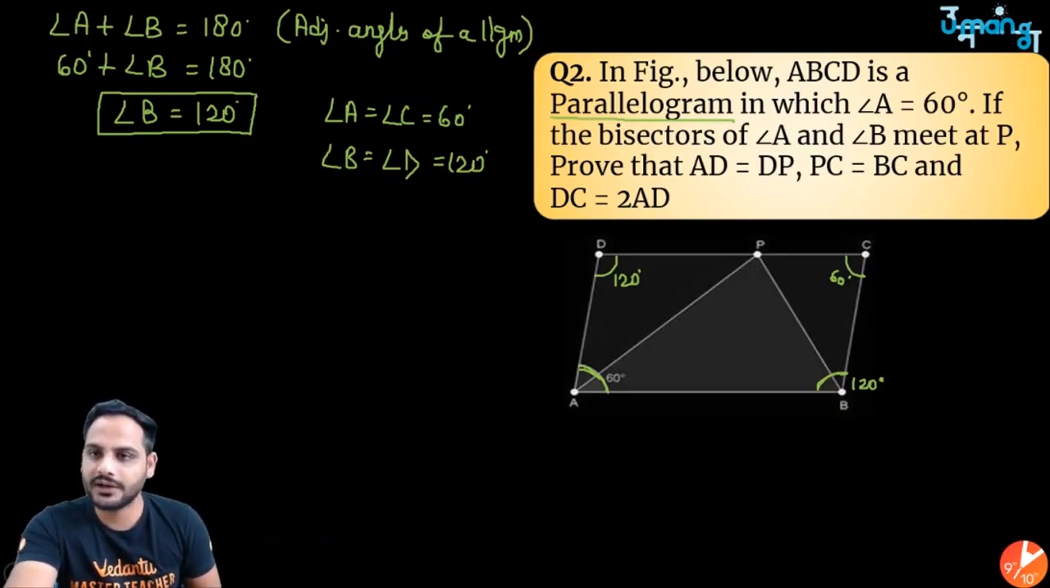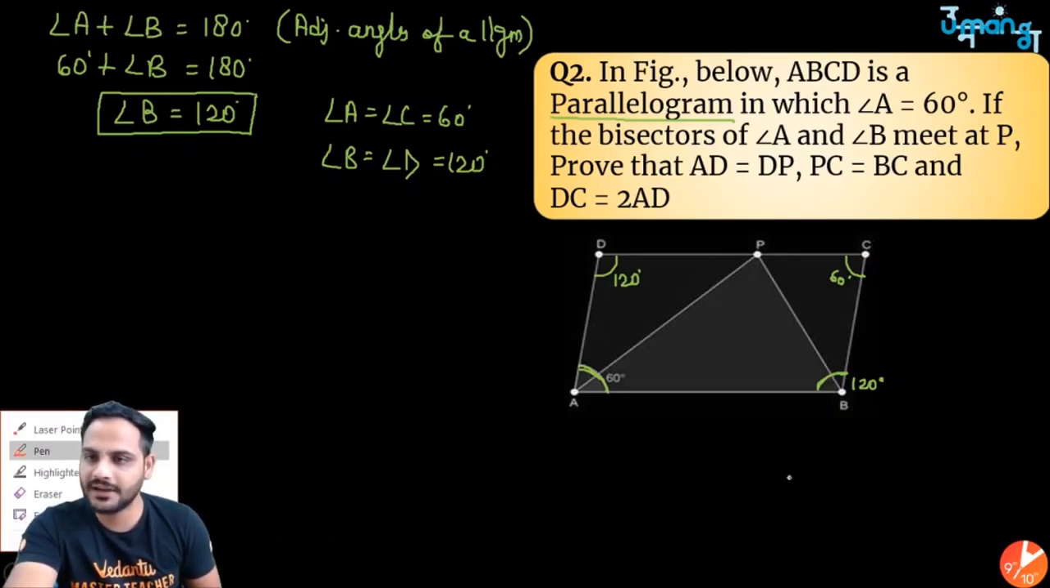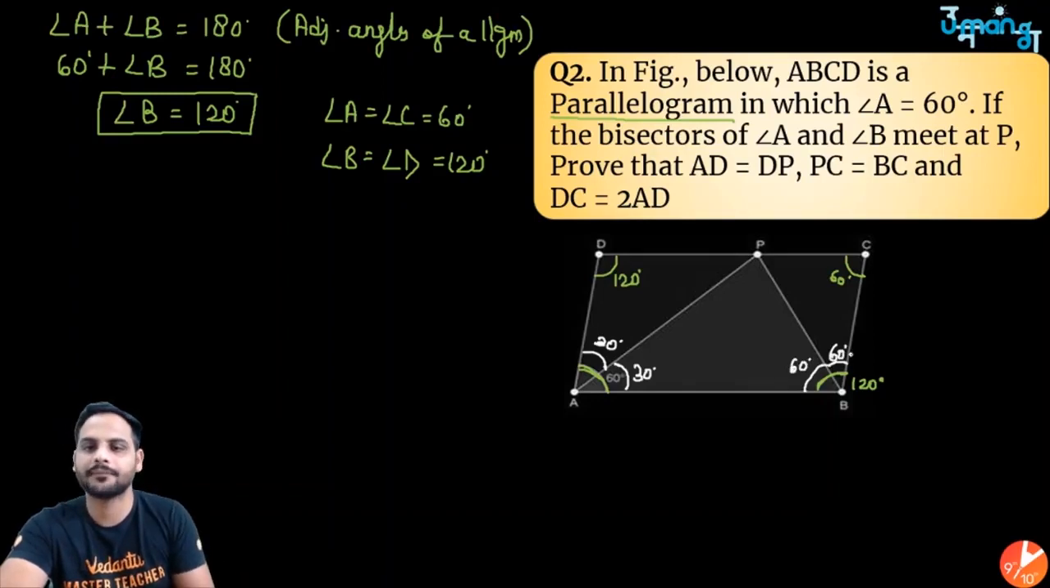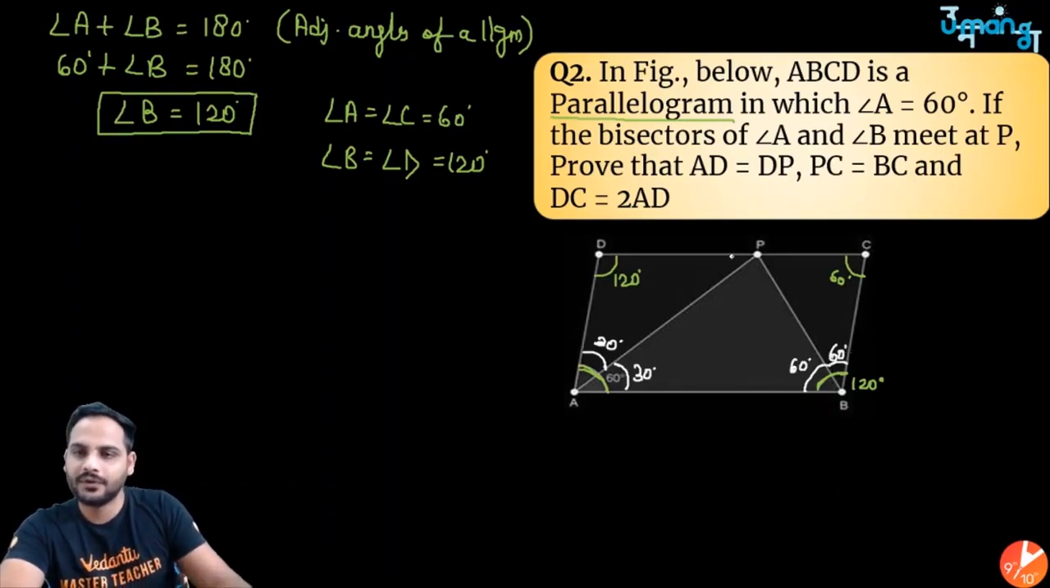One thing I know that AP and BP are the bisectors of angle A and angle B. They are bisectors. So this 60 degree will be divided in two equal parts. So this is 30 degree and this is also 30 degree. And 120 degree divided in two equal parts. This is 60 degree and this is also 60 degree. Correct? Now beta, focus on this triangle DAP.